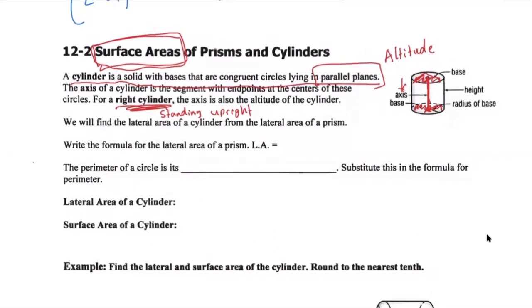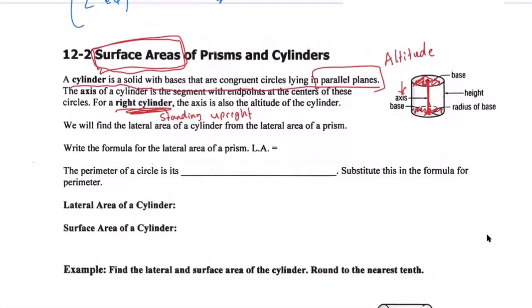Okay, so we mentioned that the lateral area of a prism is still perimeter times height. Now the perimeter of a circle. Okay, remember perimeter is the distance around the object. So if it's a circle, what is the distance around the circle? We call that the circumference, which is 2 pi r.